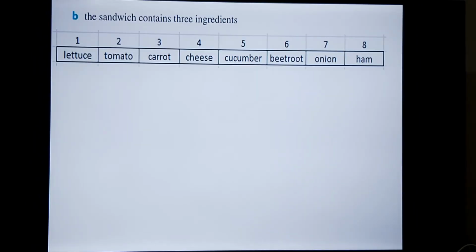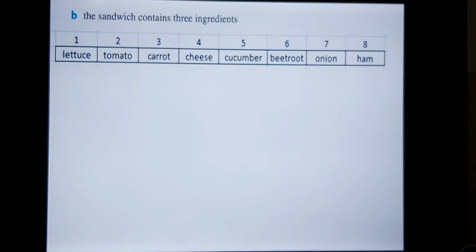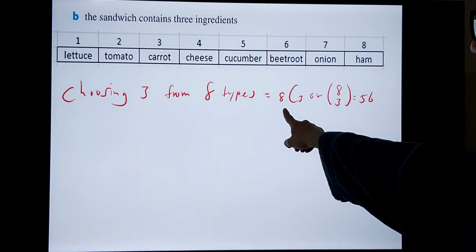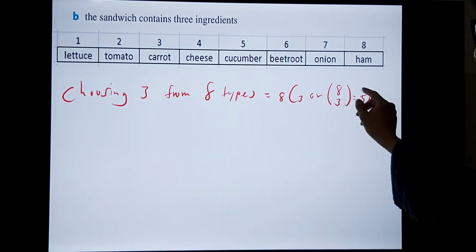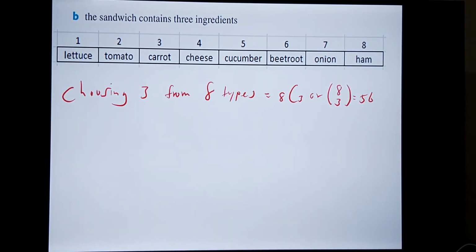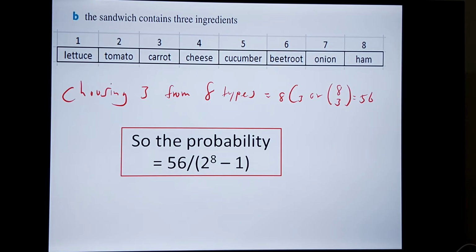Now, B, the sandwich contains 3 ingredients. Okay, this one is simpler. So what is the probability that the sandwich contains 3 ingredients? What is the sample size of selecting 3 ingredients from 8 ingredients? What's the formula? 8C3, right? Choosing 3 from 8 types, 8C3. Or you can write it like this. So the answer will be 56. So 56 divided by the total sample size will be your probability of having 3 ingredients.